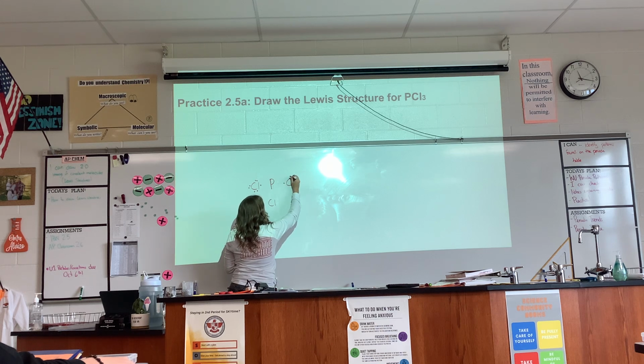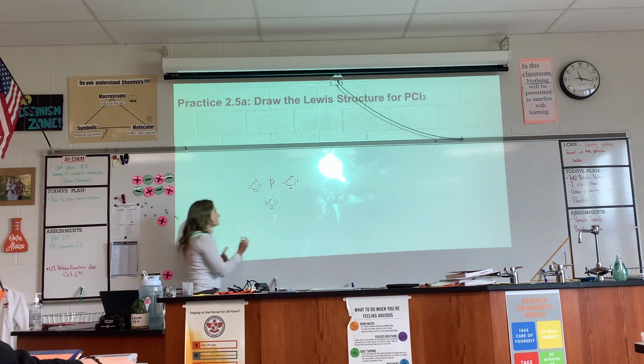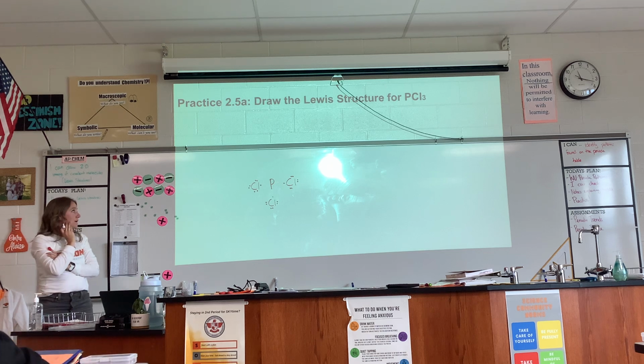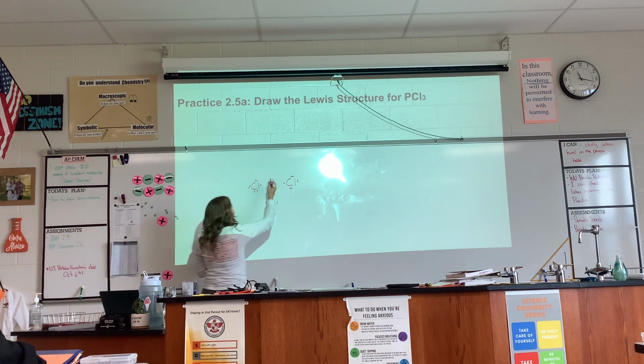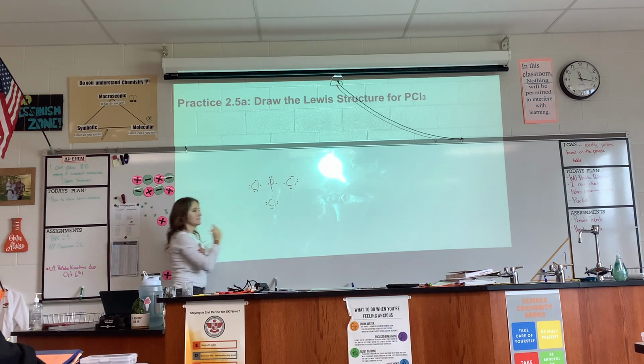Okay, add 7 to the rest. 1, 2, 3, 4, 5, 6, 7. Okay. Phosphorus comes with how many valence? 5. So 1, 2, 3, 4, 5.